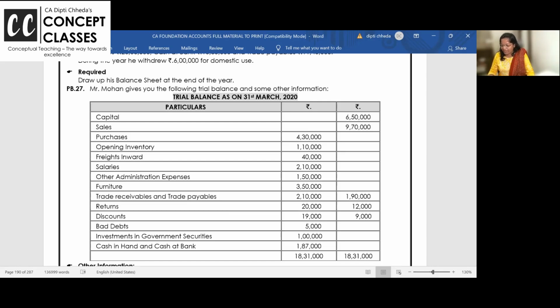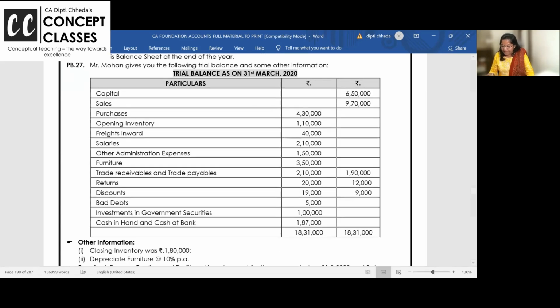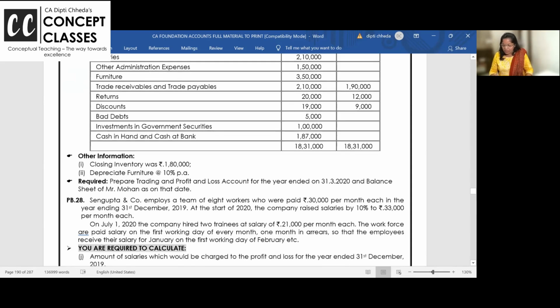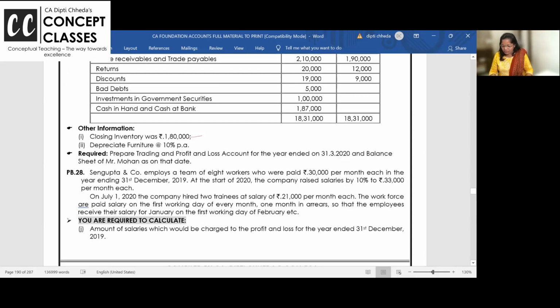Mohan gives you the following trial balance: capital, sales, purchases, opening stock. This is a tallied trial balance. So we know that items in the trial balance on the debit side will go either to expenses or to assets. Credit side will go either to trading or P&L income, or to balance sheet liabilities. If it is income, take it in the P&L account. If it is income received in advance, then take it in the balance sheet. Closing inventory is given, so you have to give 2 effects, and depreciation 2 effects. Prepare the trading account, P&L and balance sheet.